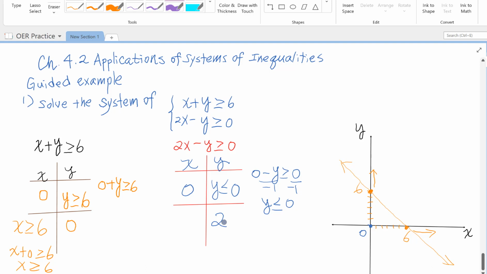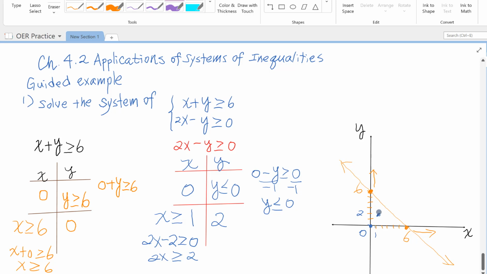I'm going to pick y equal to 2, and I substitute y by 2. So I have 2x minus 2 greater than or equal to 0. You bring the 2 over. 2x is greater than or equal to positive 2. After you divide by 2 on both sides, x is greater than or equal to 1. So this is the point: x is 1 and y is 2. The intercept is right here.